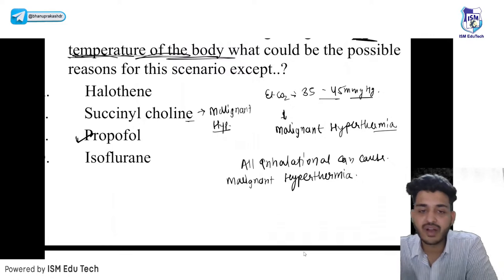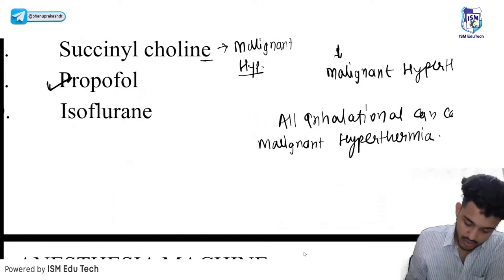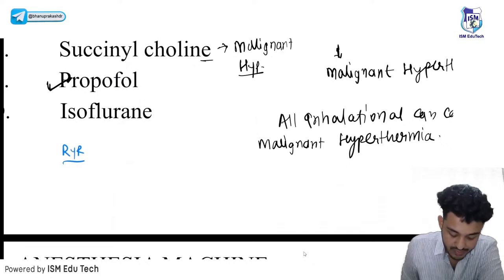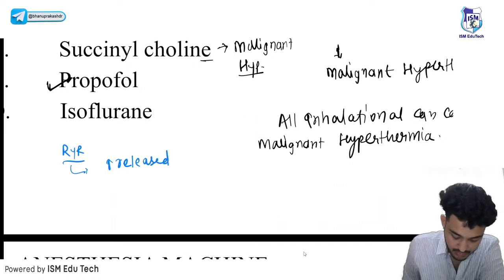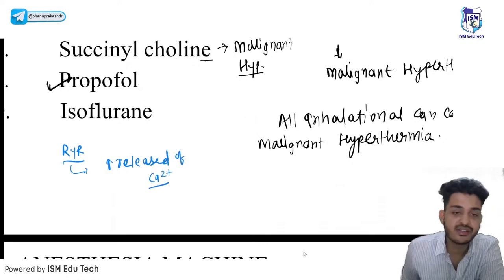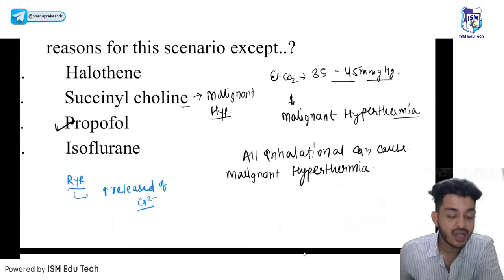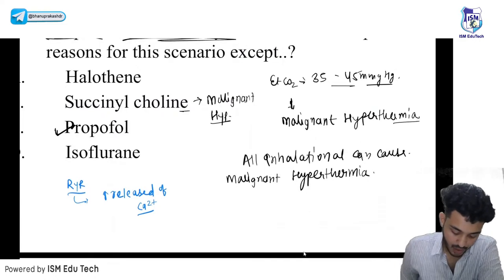Why is malignant hyperthermia happening? What is the meaning of malignant hyperthermia? Look here, guys. There is a receptor known as ryanodine receptor. If there is a mutation of the ryanodine receptor, then there will be increased release of calcium, and due to that calcium there will be an increase in contractions in the body. Wherever calcium goes, it increases the contractions. Due to that contraction, there will be hyperthermia.